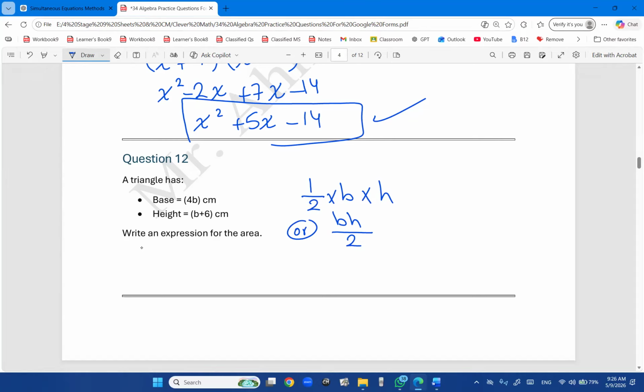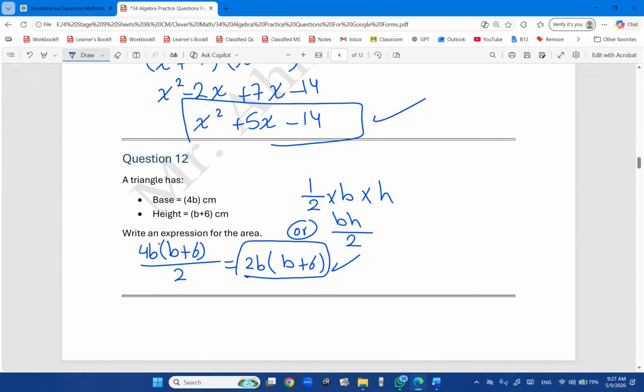So base times height, which is 4b, multiplied by b plus 6, over 2, equals, you can simplify the 2 first with the factor. It is extremely important that you simplify it with the factor, not with the 6 that is inside the brackets. No, it is with the factor that is outside. And then you write it is 2b multiplied by b plus 6. Correct. You can leave it this way. You can start expanding. It's up to you.